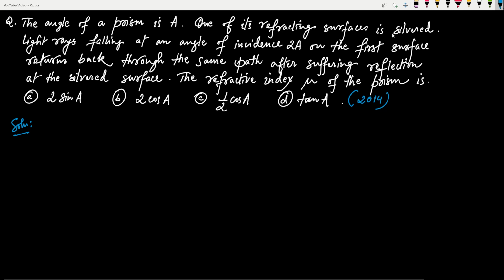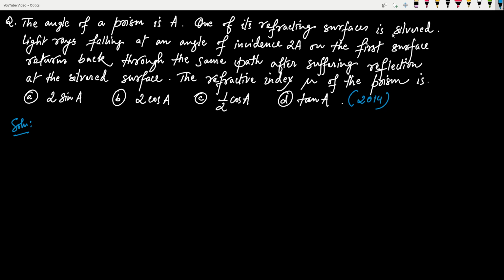Okay, so let's look into this problem. The angle of prism is capital A. One of its refracting surfaces is silvered. Light rays falling at an angle of incidence 2A on the first surface return back through the same path after suffering reflection at the silvered surface. The refractive index mu of the prism is, now four options are given: 2 sin A, 2 cos A, half cos A, and tan A. This was asked in the year 2014.